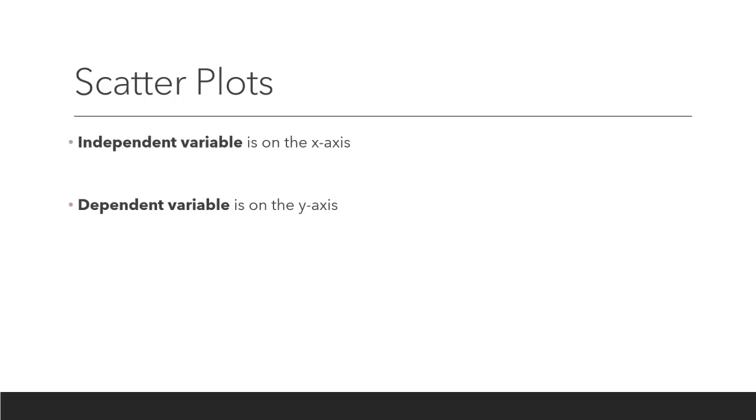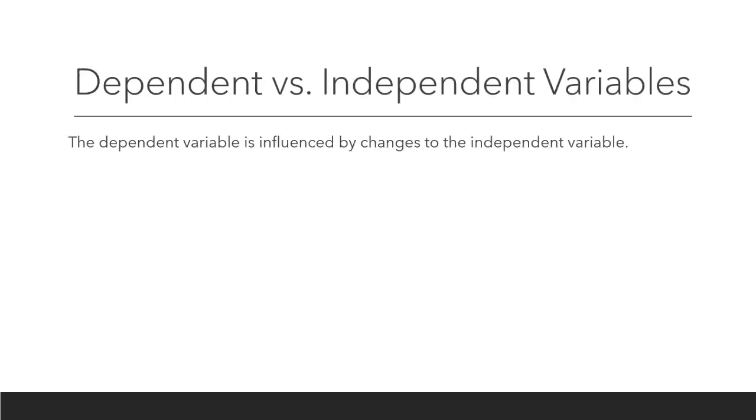Now, it matters to us which variable goes on which axis. And this is the part of a scatter plot that a lot of students will trip up on. So the independent variable is your x-axis. Your dependent variable is your y-axis. So what does that mean, right? The dependent variable is influenced by changes to the independent variable.